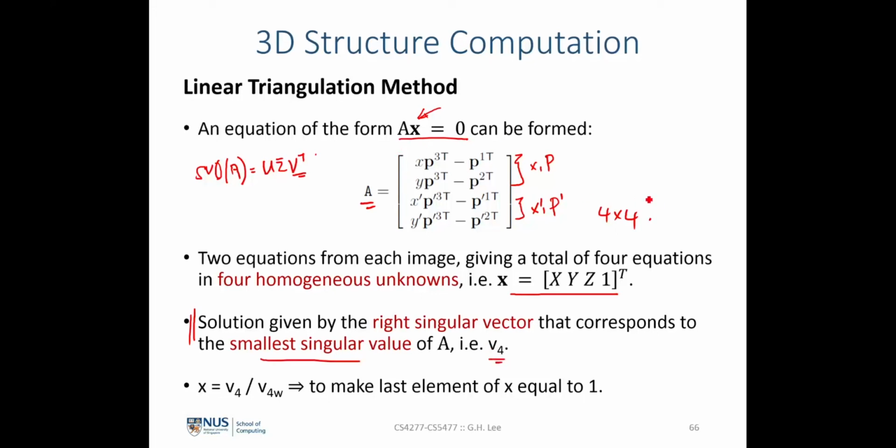And furthermore, since we know that the last element of X is always equal to 1, what we can do is simply divide the vector v4 by its last element. So v4 is equal to v4x, v4y, v4z, as well as v4w. We can divide the first three by v4w to make the last element of X equal to 1.